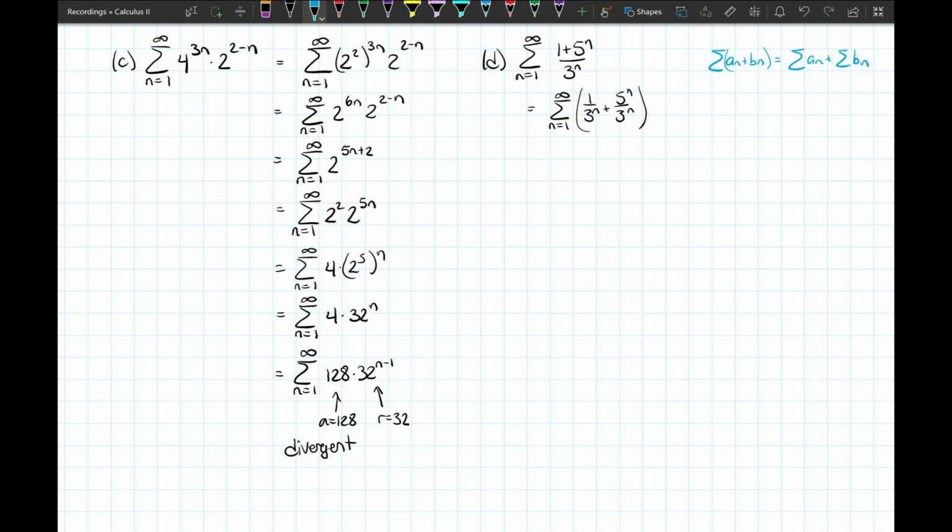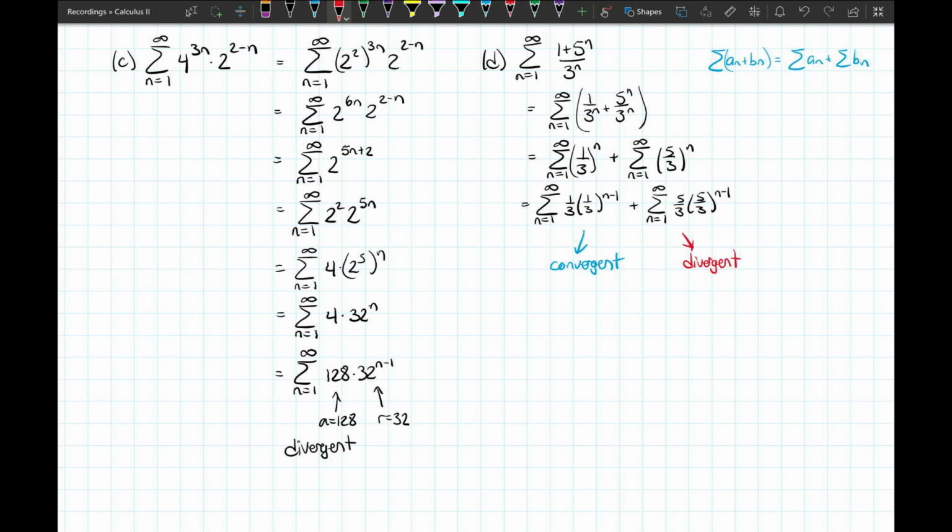So here we'll just say that this is simply two geometric series, the first of which is really just the same as 1 over 3 all to the power n, and so far that would be convergent, and another geometric series with 5 over 3 all to the power n, which shows us that r there is 5 over 3, and that's greater than 1, so that's divergent. And here are both those geometric series in their standard forms.